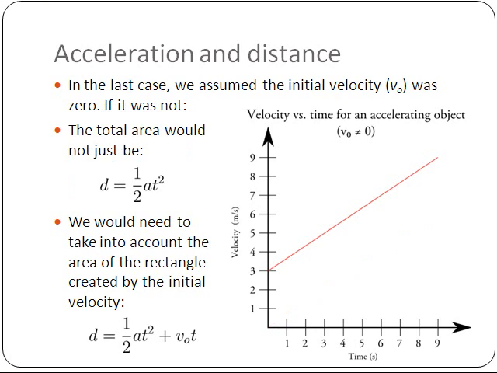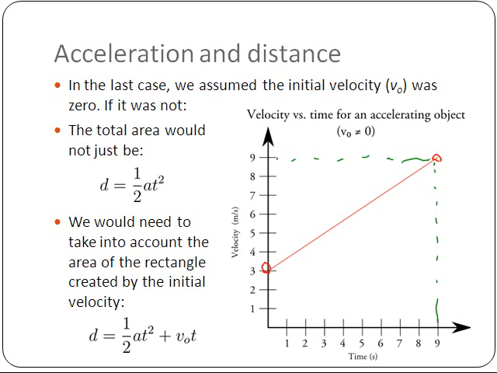So in the last case, we assumed the initial velocity, v0, sometimes it's called either one, was 0. If it was not, then we'd have this graph on the right here. In this case, instead of starting at 0, this one starts at 3, right over there. Still ends way up here at 9. And so if we were to sketch this out once again, we would see we've got this down here and this right across there.